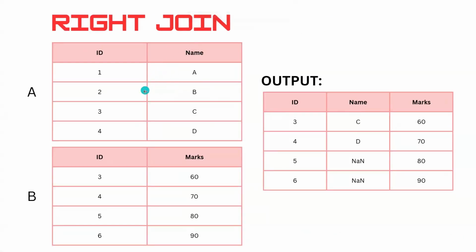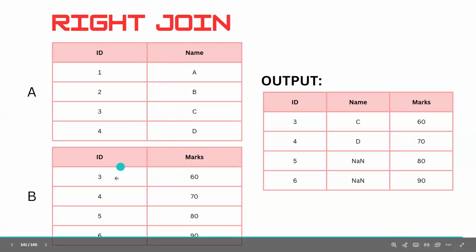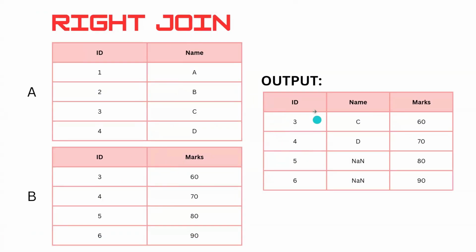Now, in the right join, it will take B as 100%. So we have taken everything from B, 3, 4, 5, 6 as ID and the marks. Now it will try to match the ID with data frame A. In data frame A, yes, we have 3, 4, but we don't have 5, 6. So whatever got matched, it will pick that one and keep things here, CD. But if any row or cell did not get matched, it will replace it with NaN. So we don't have 5, 6 ID here. That's where it replaced those names with NaN.